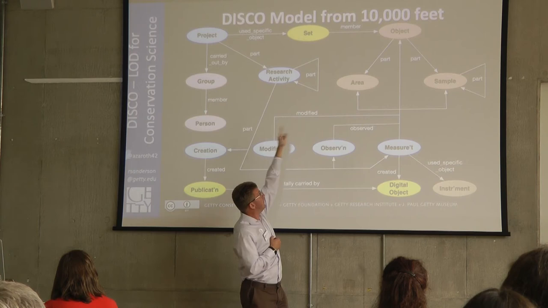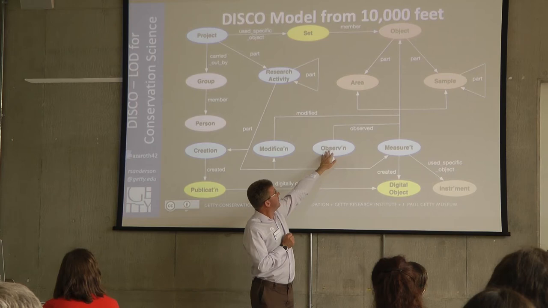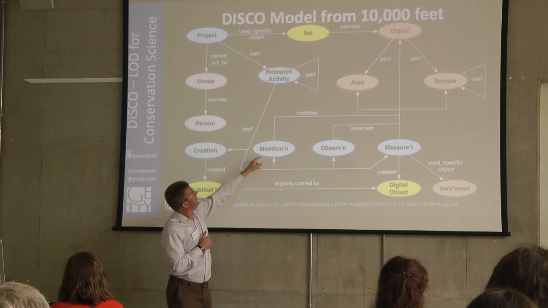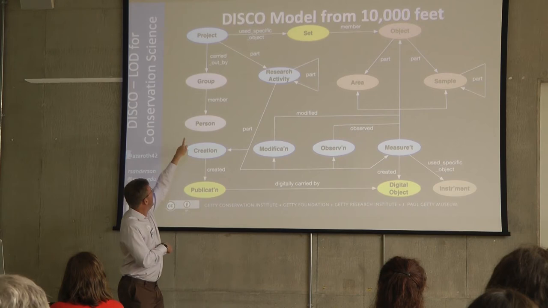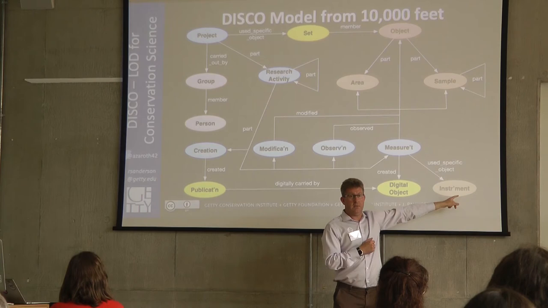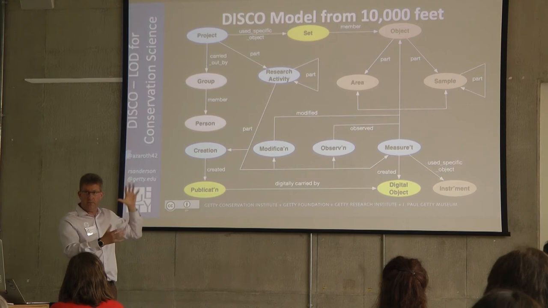We then have the sort of core activities of observations. So we look at the physical thing or the digital representation of it and come up with some information. We can measure it, we can modify it, and we can produce it at the top. We then also have creation of applications, which are then digitally carried by digital objects. And these things can use constraints. Right, clear as mud. So we'll go into more detail about each of those areas, but that's how it all sort of fits together. Okay, so sample removal.